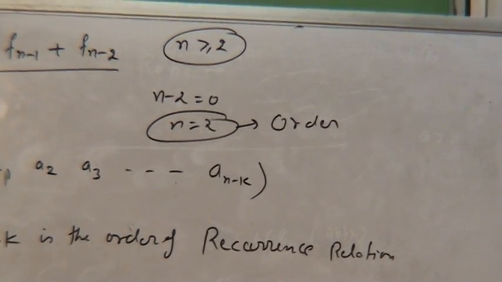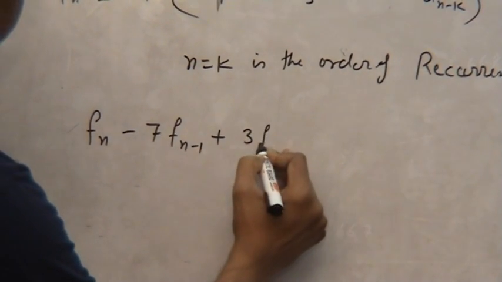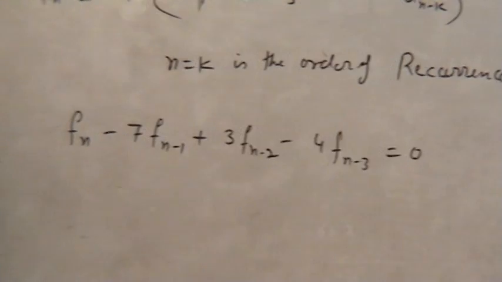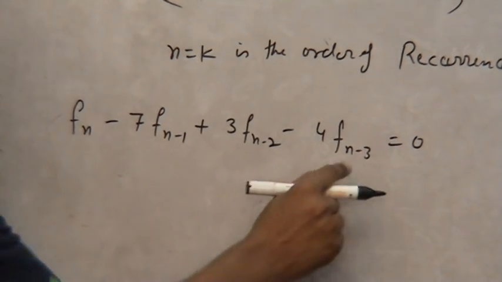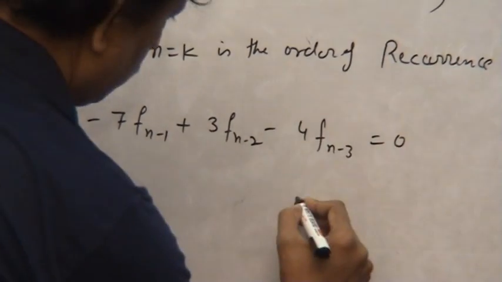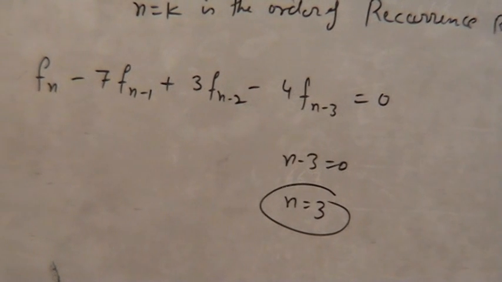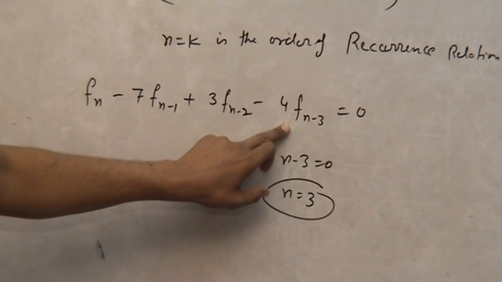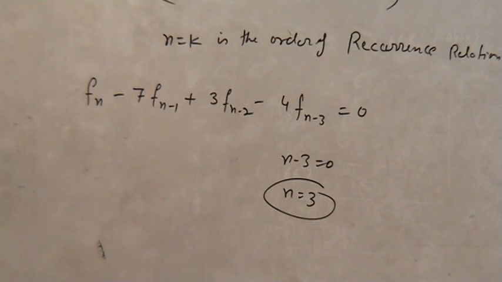Or we take another example, say f of n minus 7 times f of n minus 1 plus 3 times f of n minus 2 minus 4 times f of n minus 3 is equal to 0. It is also a recurrence relation. Here in the sequence we have n minus 1, n minus 2, n minus 3, and the last one is the oldest term. Put n minus 3 equal to 0, then we find n is equal to 3. It is the order of the recurrence relation. So always remember the least term in the recurrence relation, if we put it equal to 0, that gives the order of a recurrence relation.